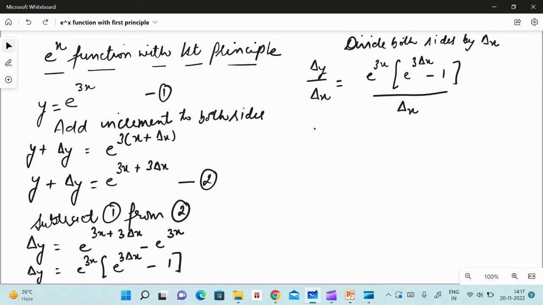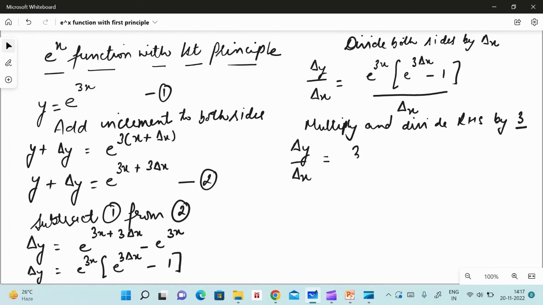So what I will do is multiply and divide the right hand side by 3. Why have I taken 3? Because we have 3 delta x. So I will write delta y by delta x equals 3 upon 3 into e power 3x times (e power 3 delta x minus 1) divided by delta x.